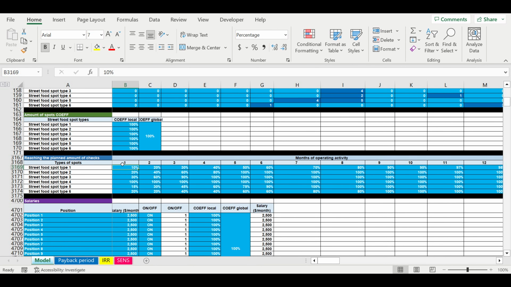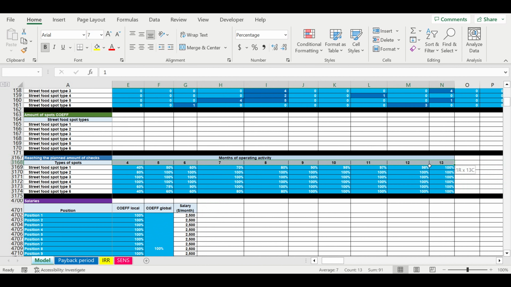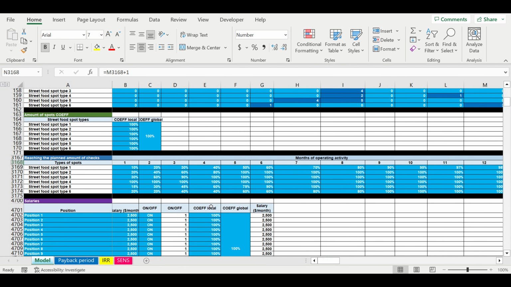And here we have, let's say, the first 12 months of operating activity from the start. This 13th month will be extrapolated over the chronology. And here we describe how fast we achieve our planned amount of checks that we've created before, the algorithm that we described before. So for the street food spot number 1, we say that on the first month of operating activity, we will just get 10% of revenues, then 20, 30, 40, and so on.